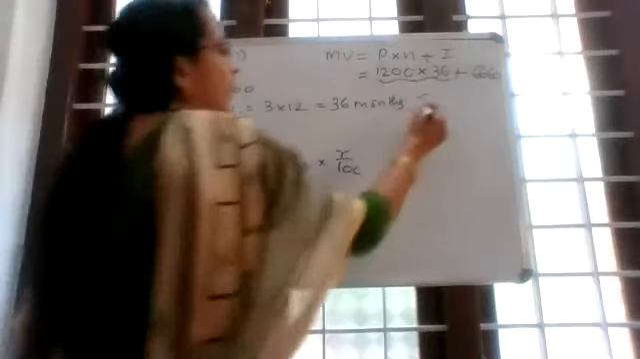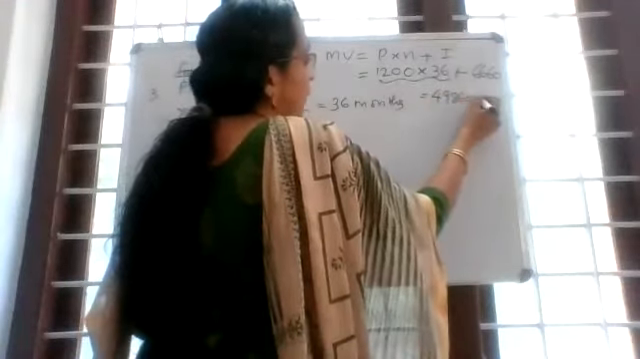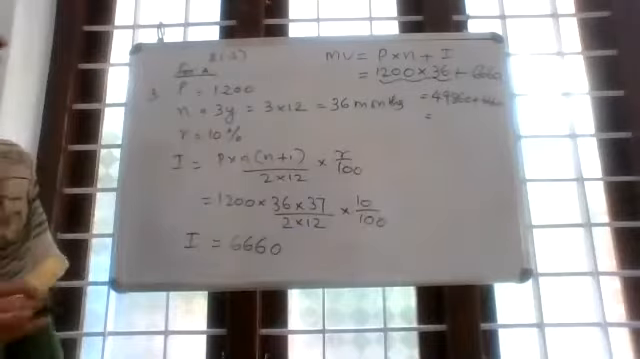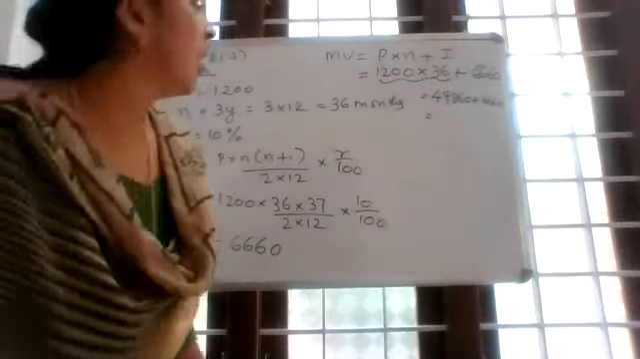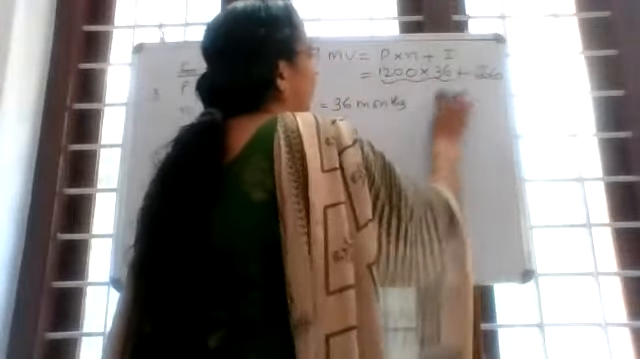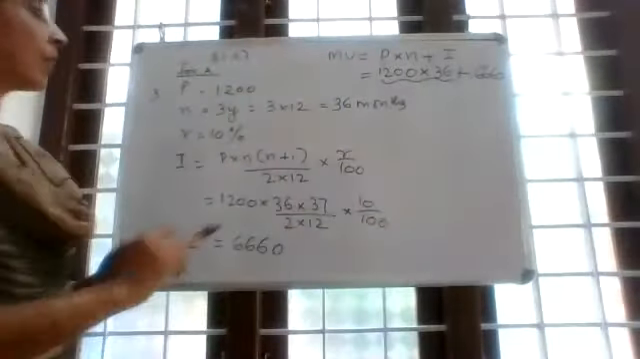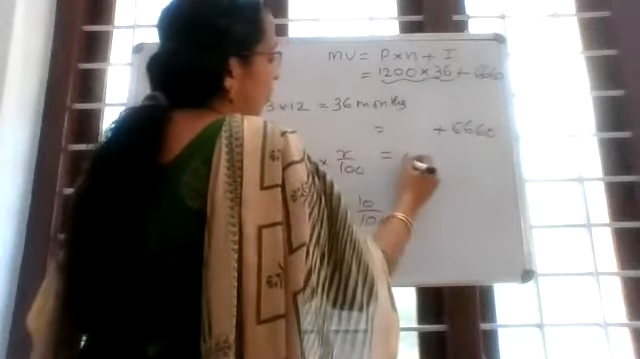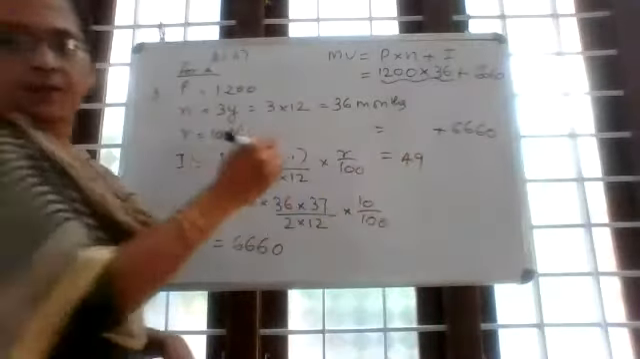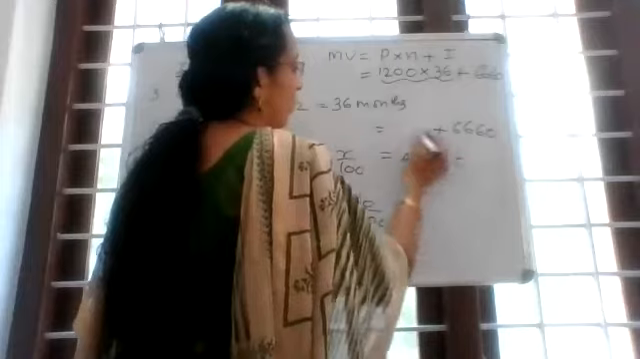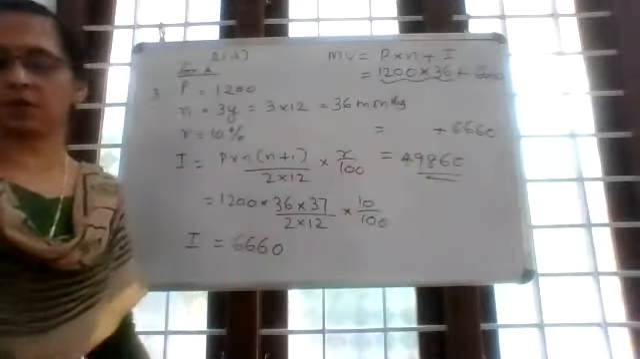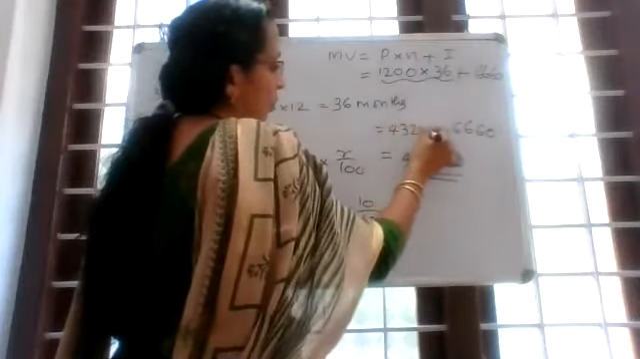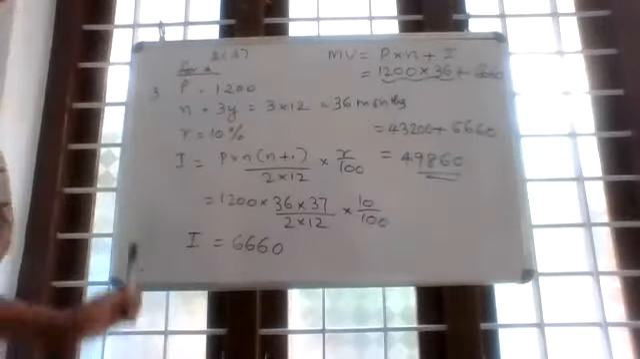The total is 49860 when 43200 is added to 6660. What about this value? 1200 into 36 is 43200. So 43200 plus 6660 gives the maturity value of 49860.